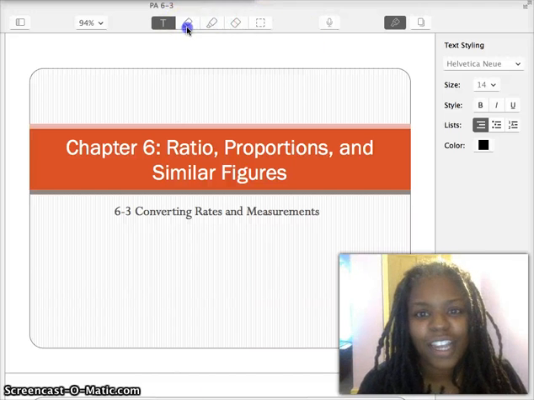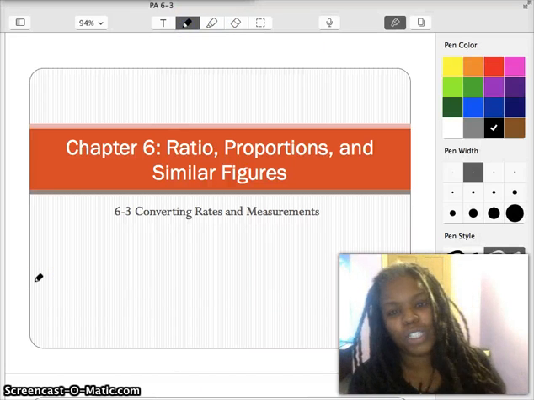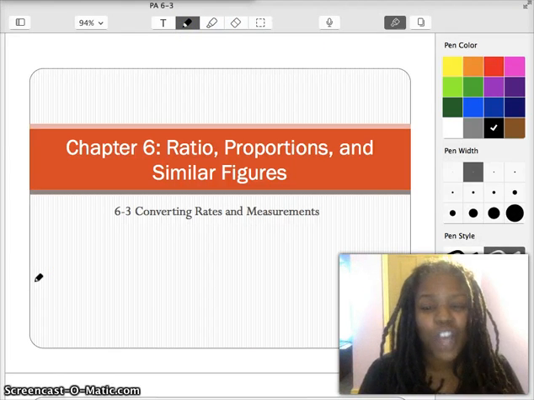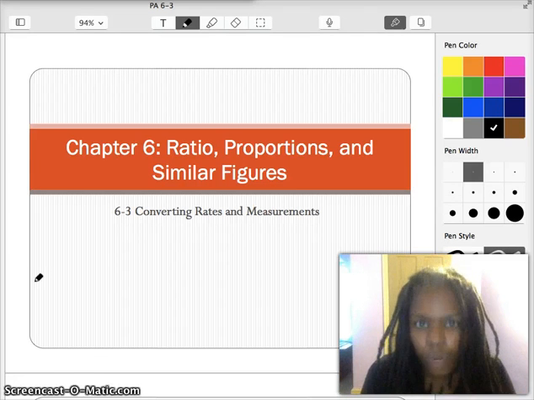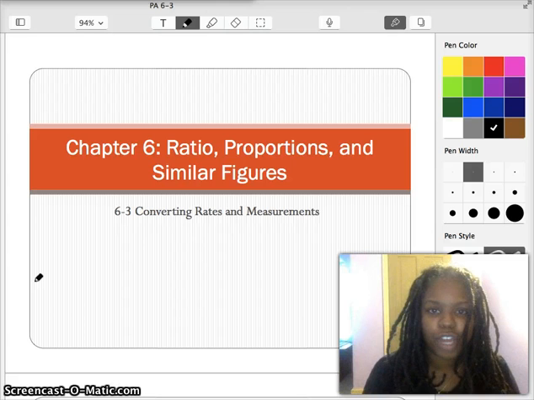Hey, good friends, we are in chapter 6, ratio, proportions, and similar figures, and we're going to be talking about converting rates and measurements. Just to let you know, there's a lot going on here, so make sure you pay attention and try to do your best work.